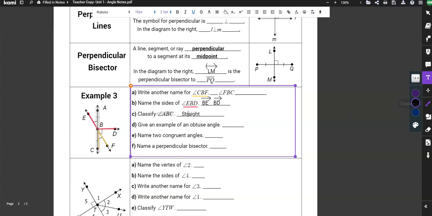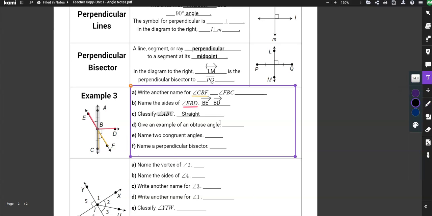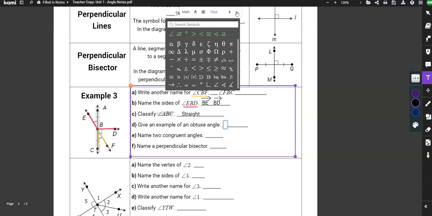Okay, now it wants us to give an example of an obtuse angle. There are a few of them. The most obvious one that they're going to suggest is EBC, but we can also compose a few. We have EBD and ABF. You would only have to give one on an assignment or a test unless you were asked for all of them. But for this one, you only really need one. I am going to put all the answers so that it is obvious that there is more than one answer.